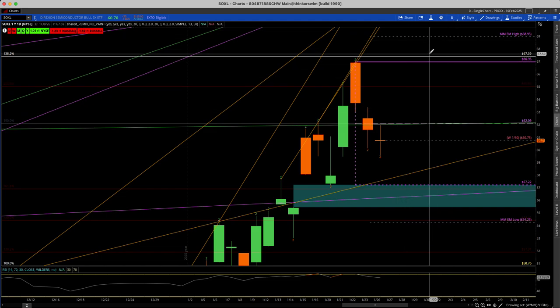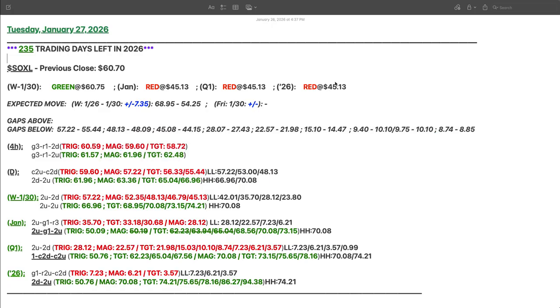All right, so let's go ahead and look at the notes. That way we can put some numbers with the charts that we've been talking about. So for Tuesday, January 27th, there will be 235 trading days left in the year. The close price on Monday, January 26th, was $60.70. The opening print, or the first traded price for the week of January 26th, was $60.75.